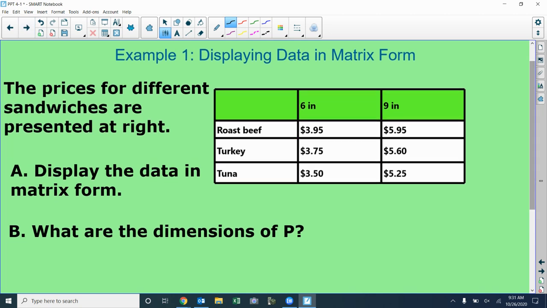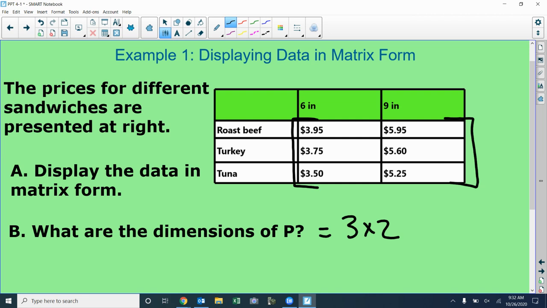The prices of different items. What are the dimensions of this? Now, when you're looking at it, it's basically a menu, okay? You're looking at just the numbers. So how many rows do I have there? 3, and how many columns? So this is pretty simple. It's a 3 by 2, okay?